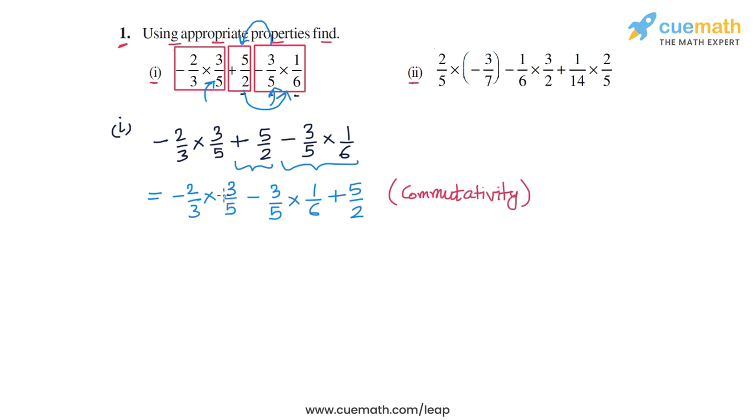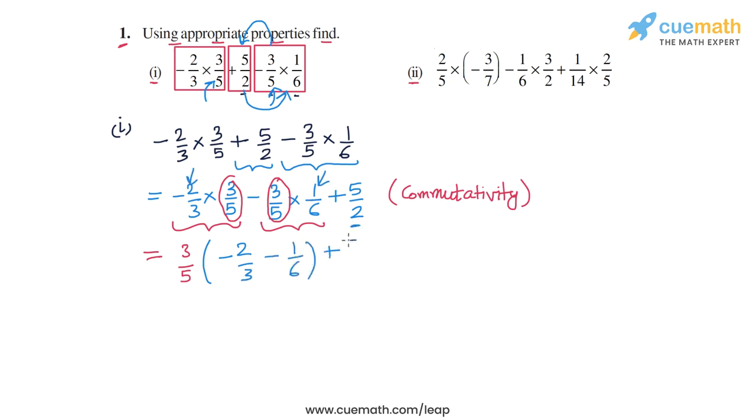Now if you look at this expression that we've written, there's a 3 by 5 term here and there's a 3 by 5 term here. So we can take this 3 by 5 term out common from the first two terms, and we can do this because of the distributivity of multiplication. So let's do that. We can write the common term 3 by 5, and then inside the bracket we will have minus 2 by 3, this term, and then minus 1 by 6, which is from the second term. So minus 2 by 3 minus 1 by 6, and then we have this plus 5 by 2. And the second step we could do because of distributivity of multiplication.